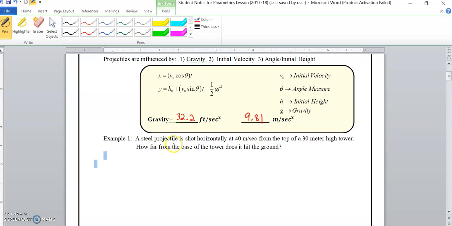So here we have a steel projectile, example 1. It is shot horizontally from a 30-meter high tower. So make sure we get our picture drawn. So here's our tower. And I'm just going to draw the arrow out. So it is shot horizontally, that is 40 meters per second. And that's 30 meters high, it says. And that's all we got. That's the only information we're given. So let's see what we can do here.